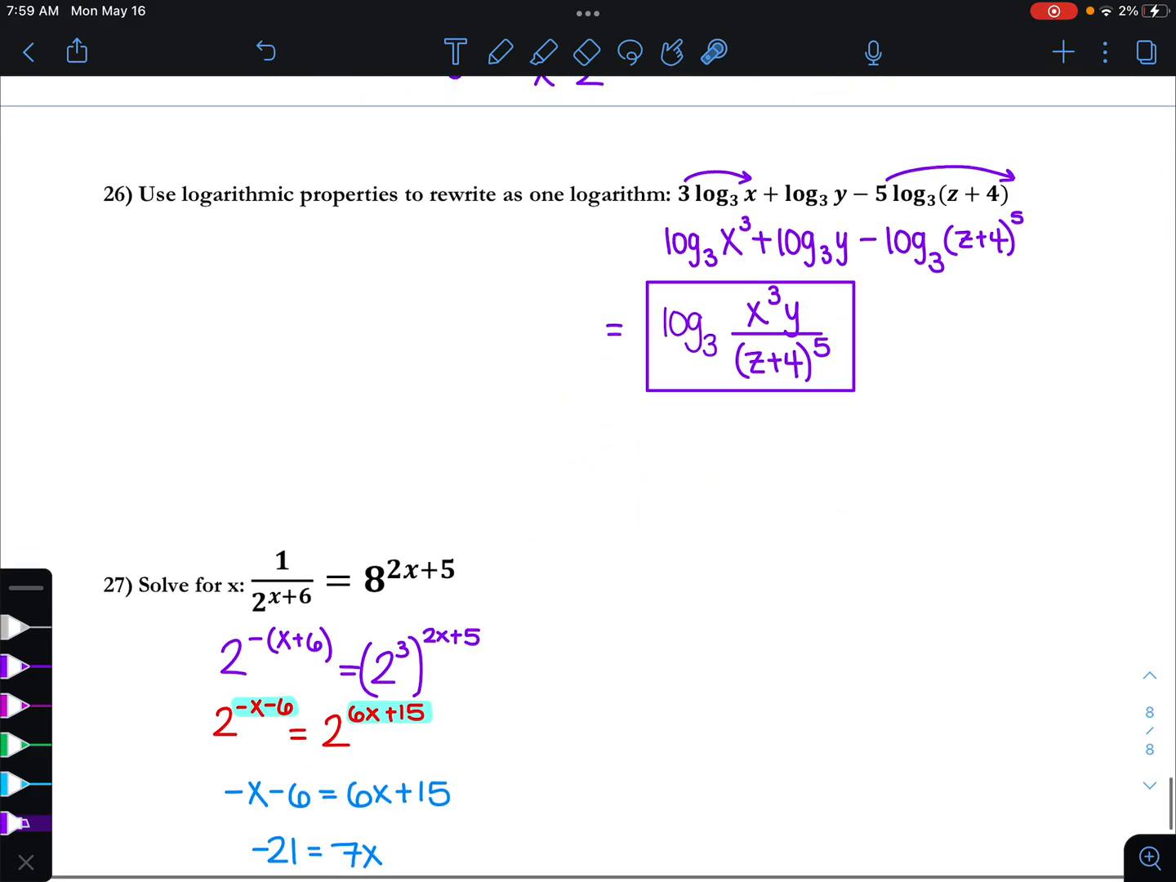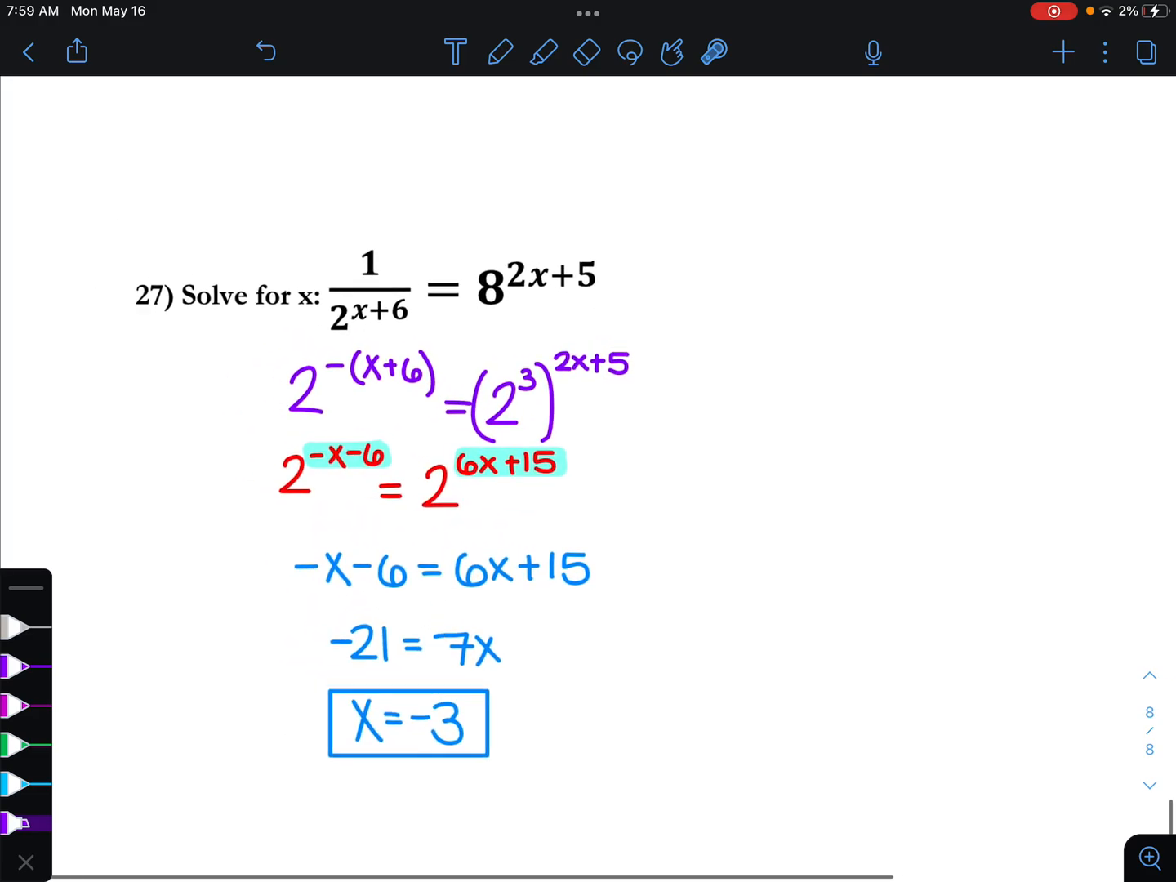So we condense there. And then finally, solving this exponential function, we want to rewrite it so that they have the same bases. So 8 is 2 cubed. 1/2 is 2 to the -1, and so then we just pair those with the exponents, and negative times x plus 6 is -x minus 6. 3 times 2x plus 5 is 6x plus 15, and because these guys have the same bases, you can set the exponents equal to each other to solve.